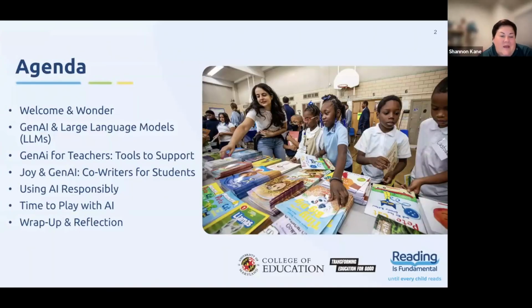So here's our goal for the night. It's always good to have a goal. We'll see as we work through the content how close we get to completing it all. So we're going to kick off with just a general welcome and wonder as we start to think about the use of AI. We're going to do a quick blurb about Gen AI and large language models, briefly think about it for teachers as a tool of support, but then we also want to think about this idea of co-writers for students and really that joy and fun that it can bring, which may sound a little bit weird. Then also really spend a little bit of time on this idea of AI responsibly and how we can use it and model that responsible use.